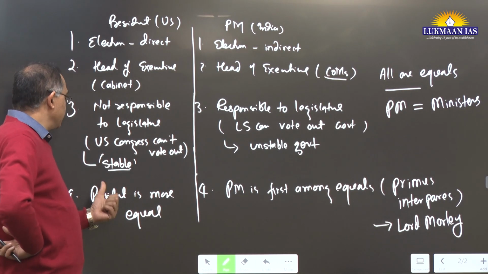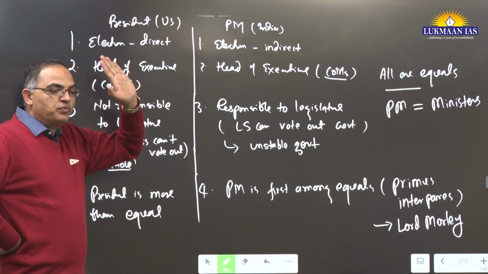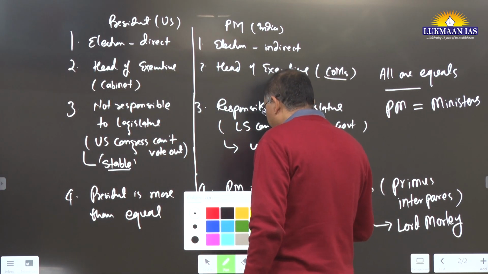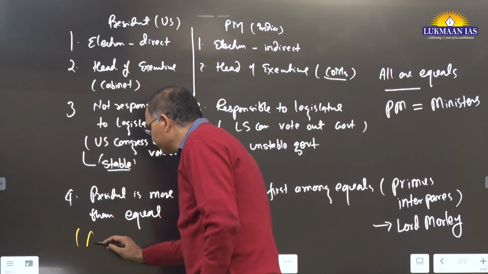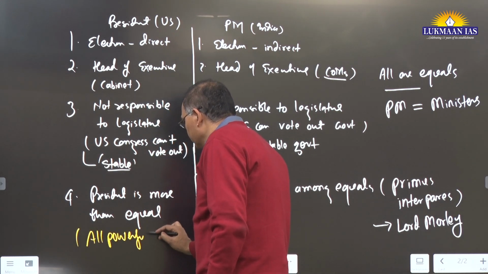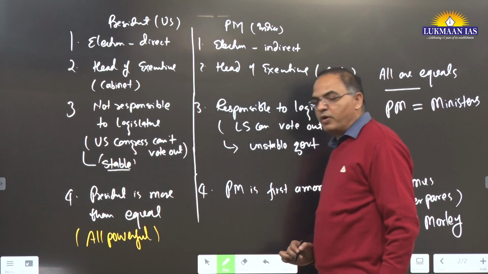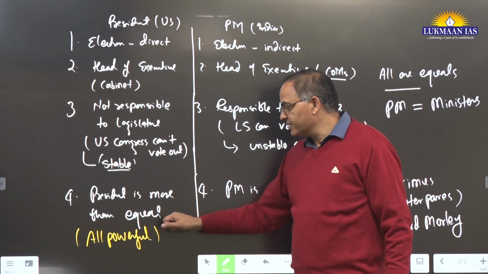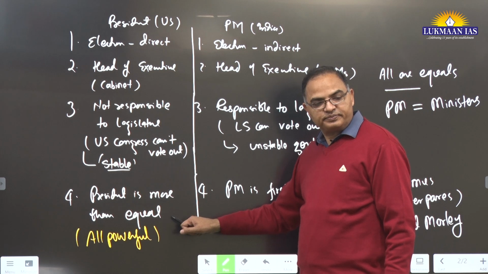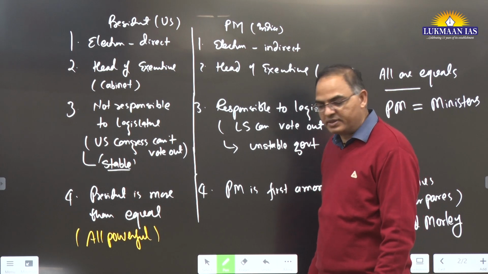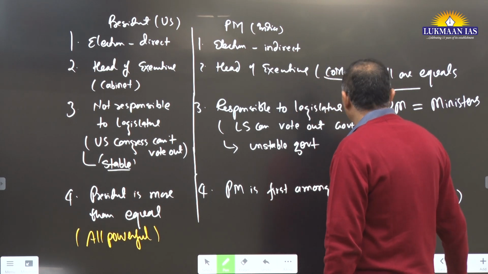In the presidential system, the president is all powerful. This is how I can say. Why? Because he is more than equal. Right. The president can remove all his cabinet members. Do you know this?